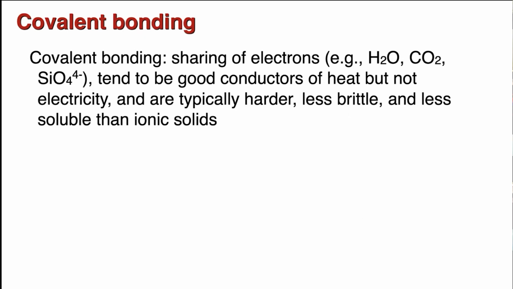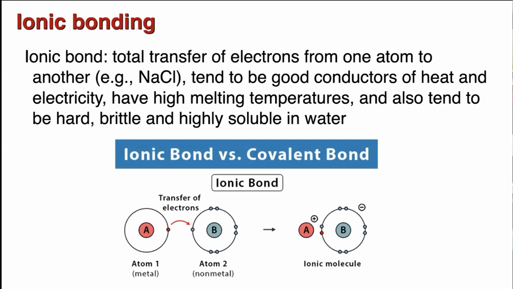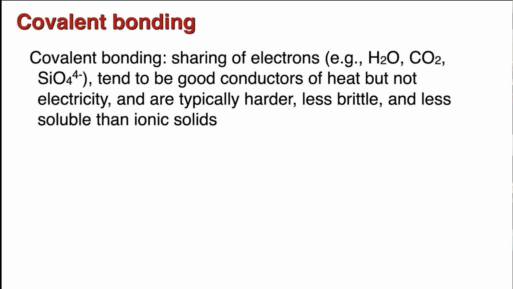Water, CO2, SiO4 4-, etc. Right? So these tend to be good conductors of heat, but not electricity. I should have mentioned that. Ionic bonding are good conductors of heat and electricity and have high melting temperatures. Tend to be hard and brittle, but also very soluble in water. And so covalent bonds make molecules that are harder, less brittle, and less soluble.